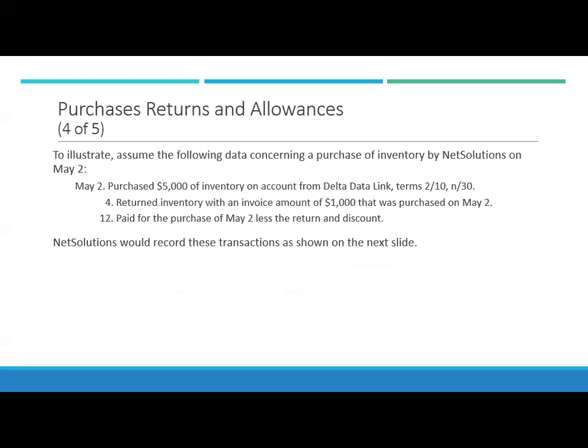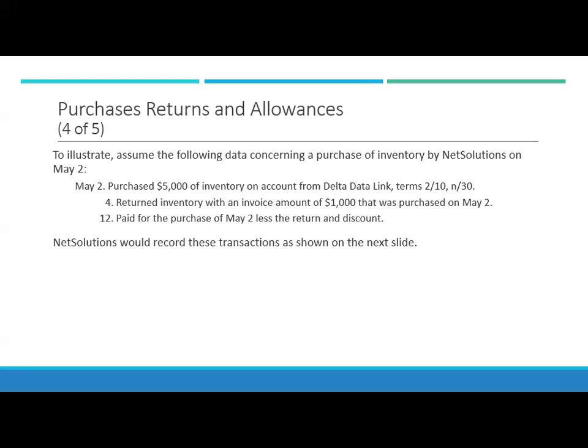So also here's another example. They purchased $5,000 of inventory from Delta Data Link, terms 2/10 net 30. And the terms, this is just a framework for how the terms can be written. So if, for example, it was 2/15 net 30, then they would get the 2% discount if they paid within 15 days. And if the terms were 1/10 net 30, they would get a 1% discount if they paid within 10 days or net 30.